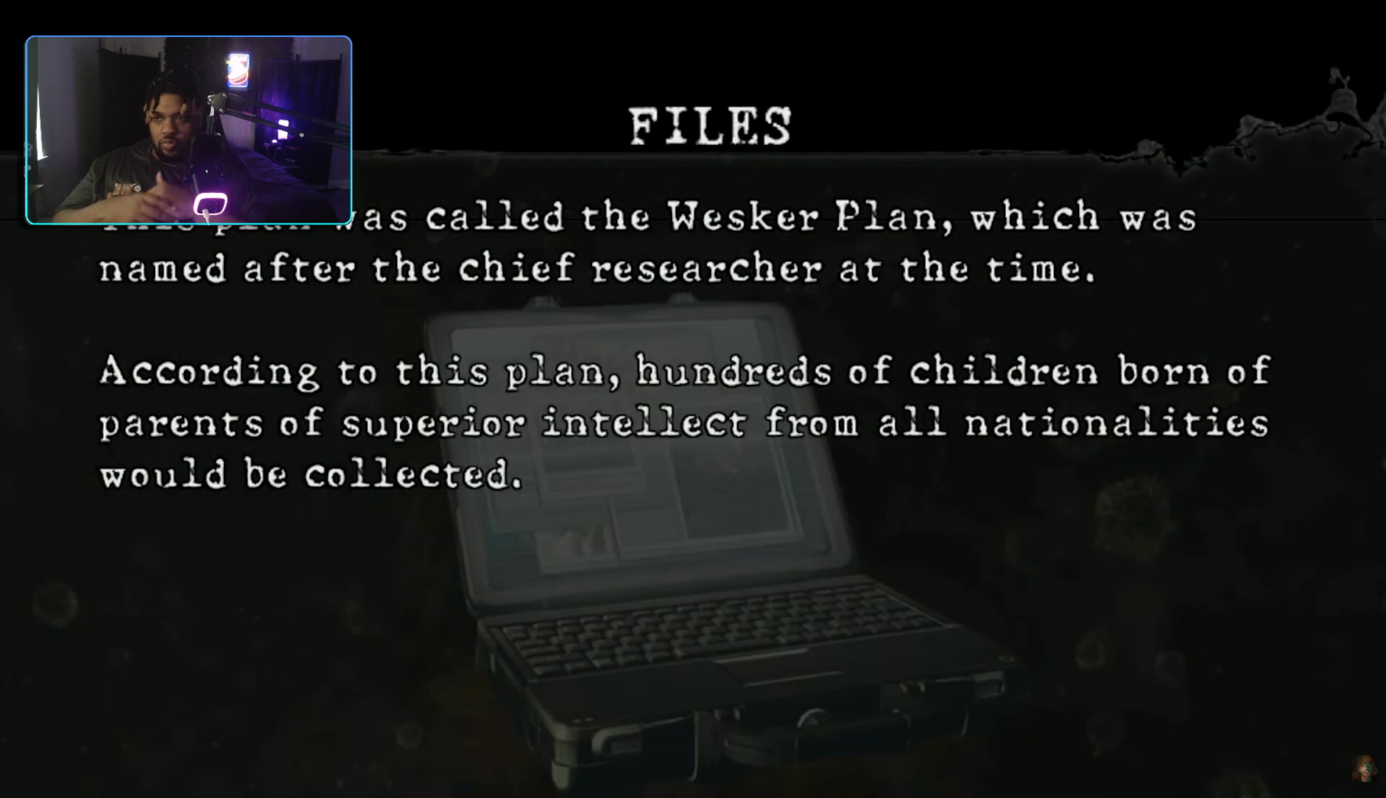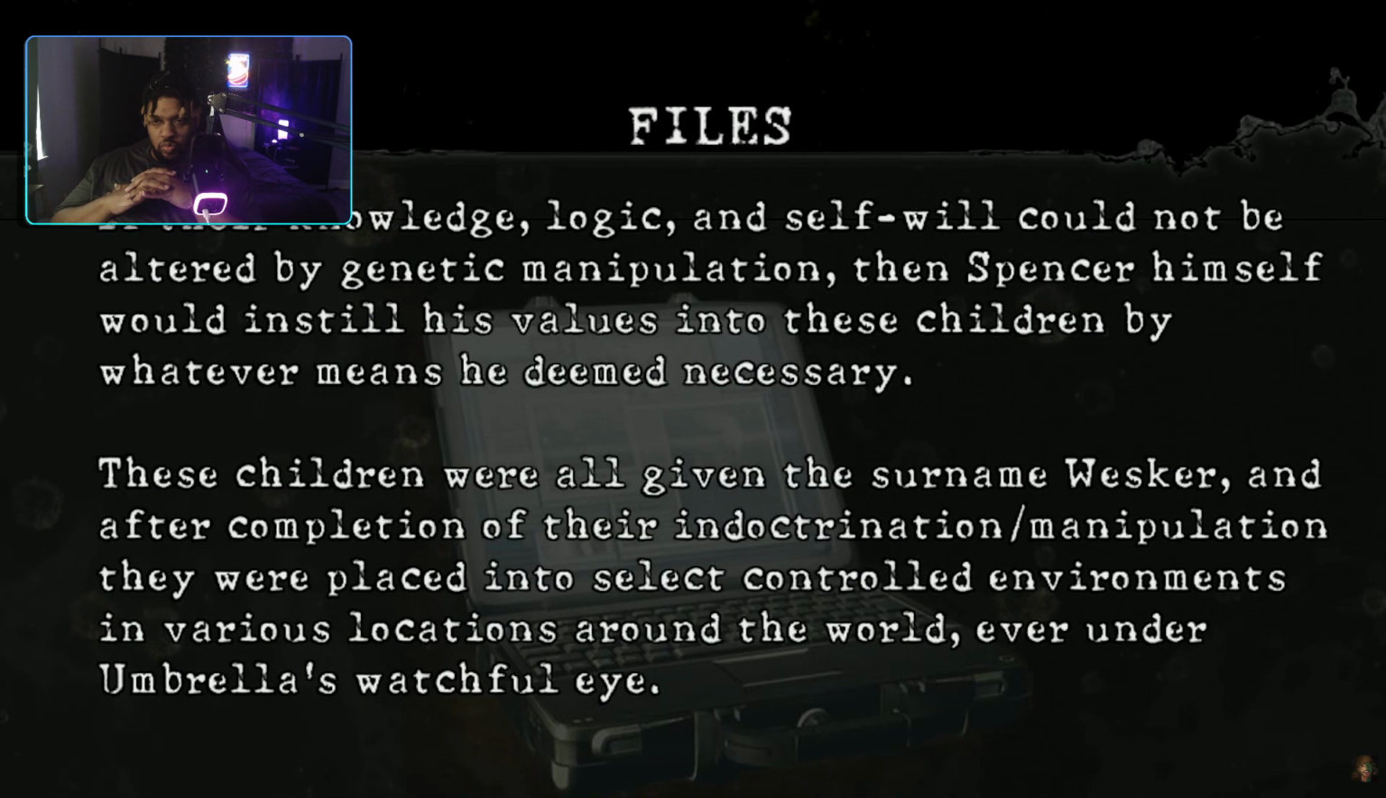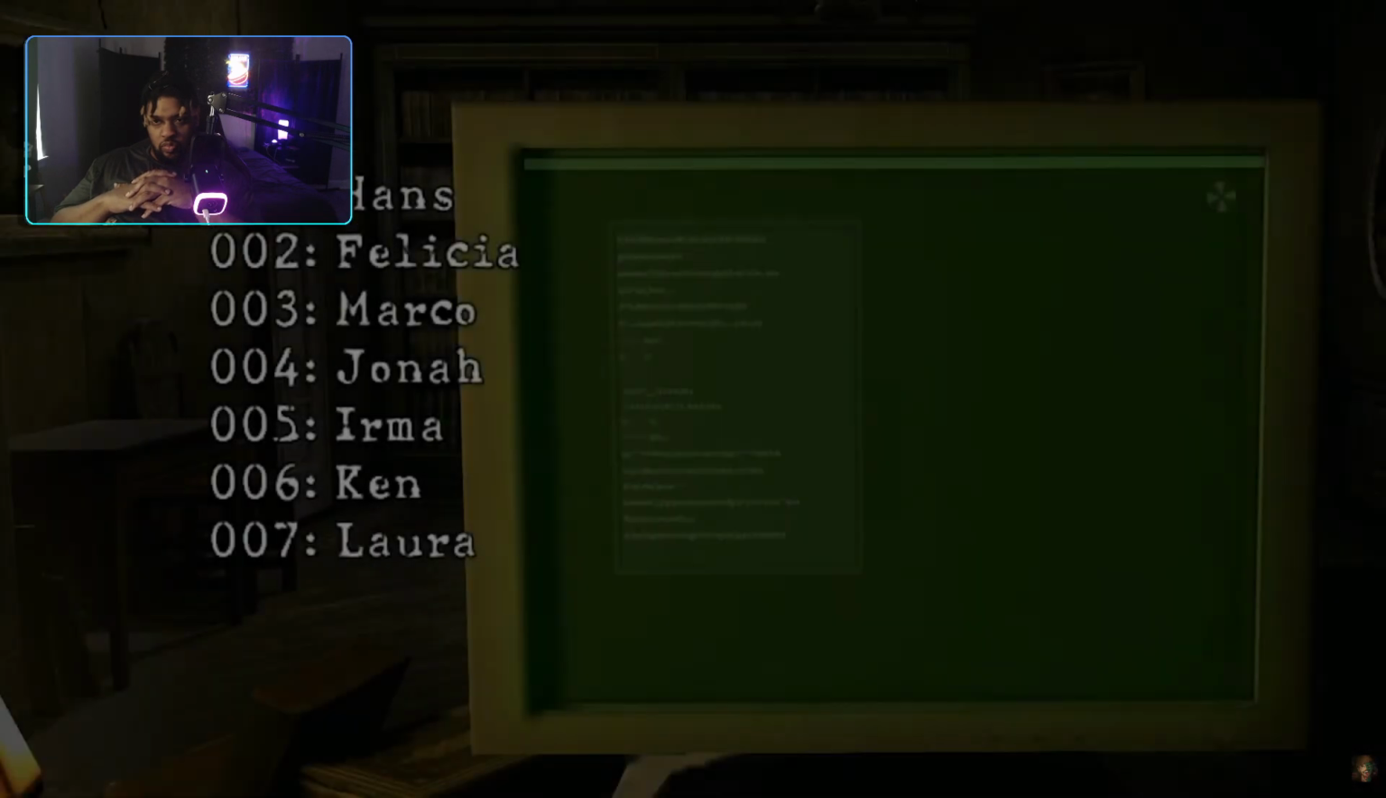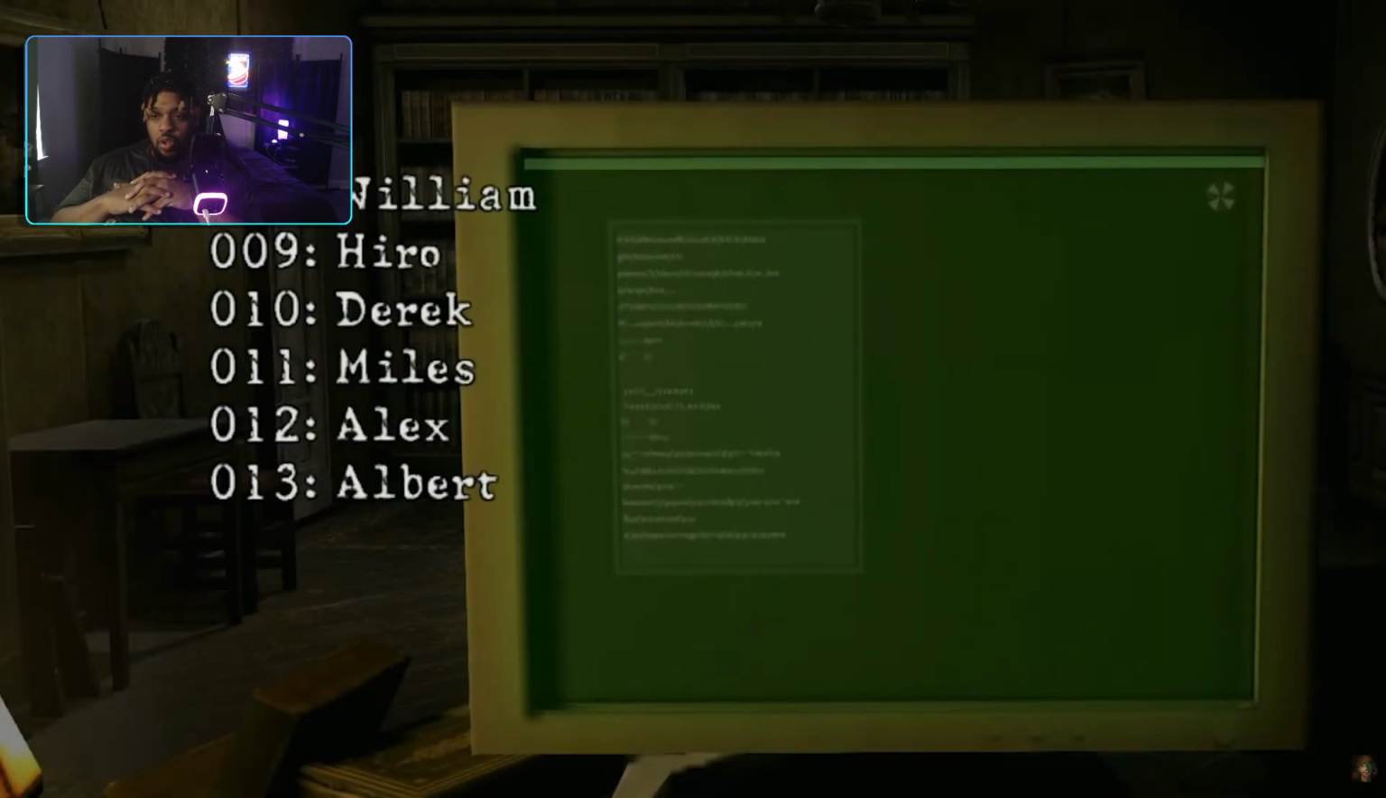Project W was a eugenics program developed by Oswald Spencer, as he wanted to produce what he considered a superior race of human beings. The W, as you'd probably have guessed, stands for Wesker, after a Dr. Wesker, the guy who ran the program. Essentially, gifted children from all over the world would be kidnapped and raised with a high level of education and by the ideals of Spencer himself. All these children would then receive the last name Wesker. There are at least 13 of these Weskers, as detailed on a computer entry in Spencer's mansion over in Europe.